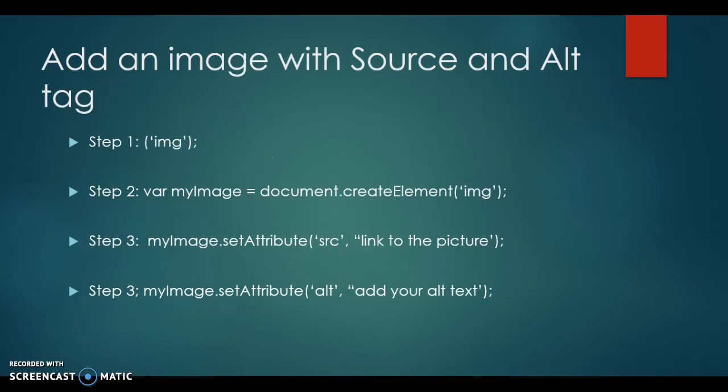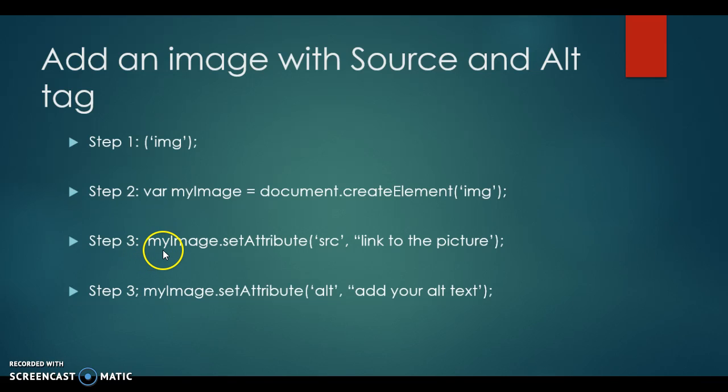Another way to manipulate the DOM is to add an image with source and alt tags. Again, similar to before, the first step would be to find an image. That's the element that we want to manipulate. Second would be to set it equal to a variable. In this case, we'll create a variable called myImage: var myImage equals document.createElement img. Step 3 is actually something we're going to do twice, because we're doing a source and an alt tag.